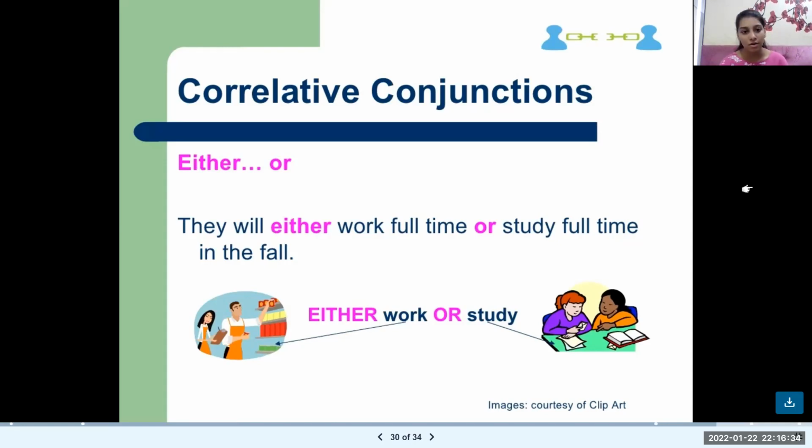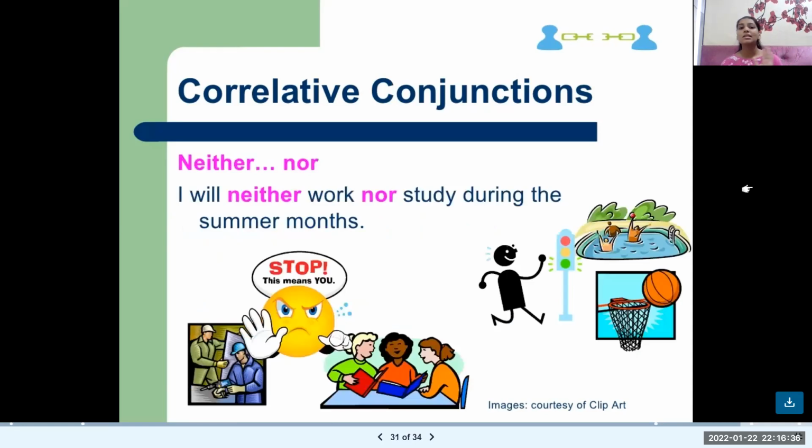Let us see the third pair, okay, which is neither nor. Now let us see how it is used in a sentence, right? I will neither work nor study during the summer months. Now this person has decided, nor will I work, nor will I study. When will I not study? Summer months. So basically what is happening is I will neither work nor study.